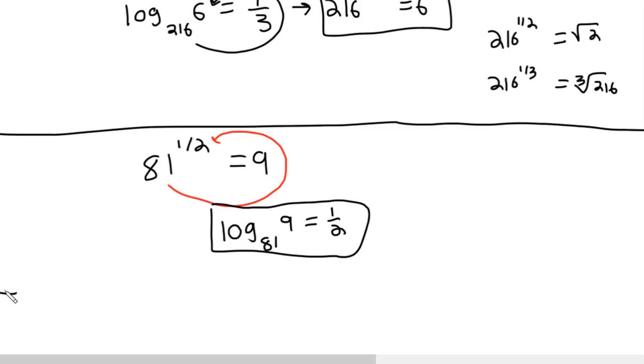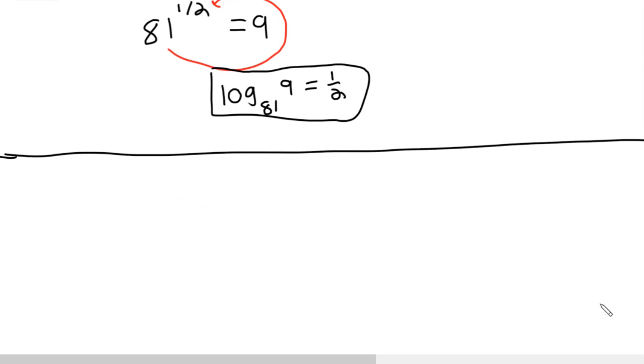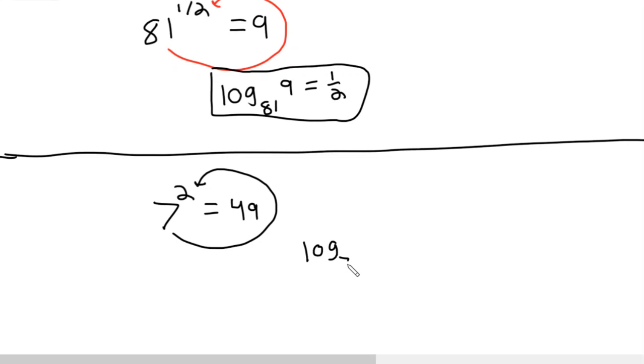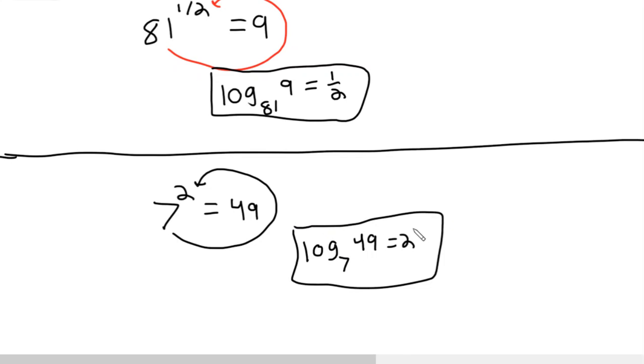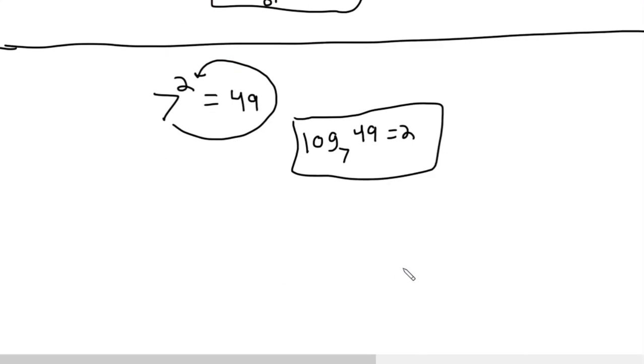So now let's try again. Let's say I had, I don't know, 7 squared equals 49. Again, we're being asked to convert from exponential to logarithmic. So I do the swoop method, so I hit 7 first, hit 49, go to 2. So I have log base 7 of 49 equals 2. And that's it. You can even check that, you could do 7 squared equals 49, which is exactly what we started with. Okay, so let's try a couple more.